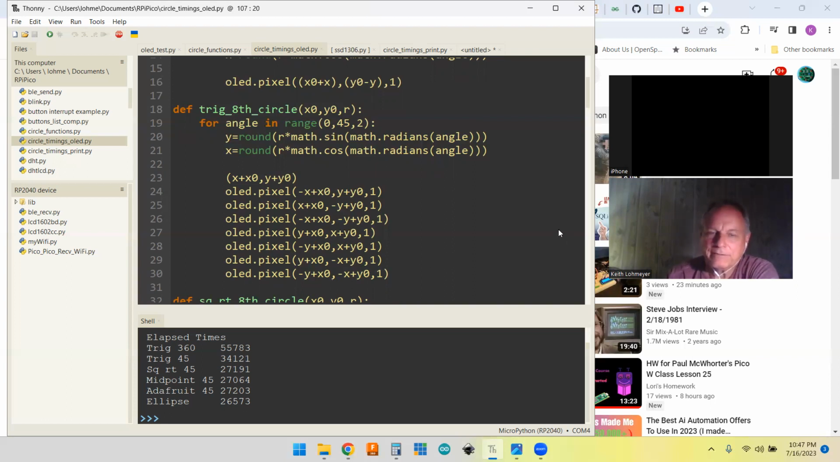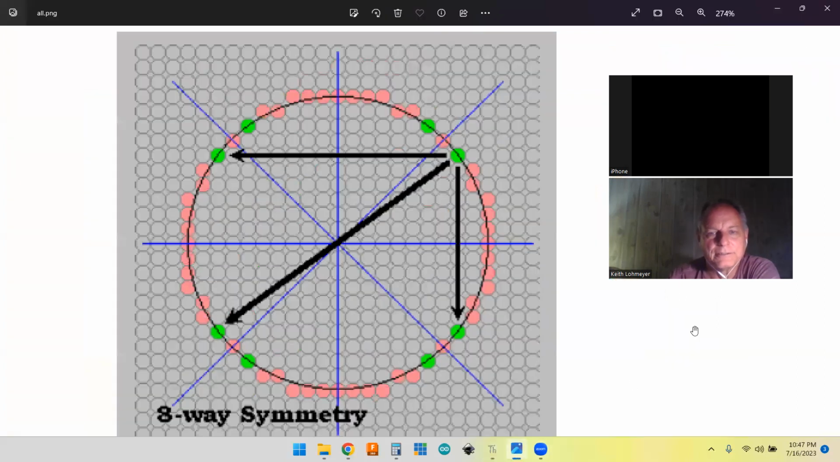The code's there if you want to go try it out, and it just shows that it works. So anyhow, we'll go back, and so we're at 1/8 of the circle. I'm going to go back to our thing.